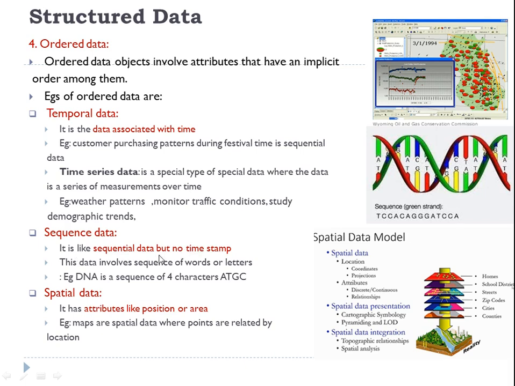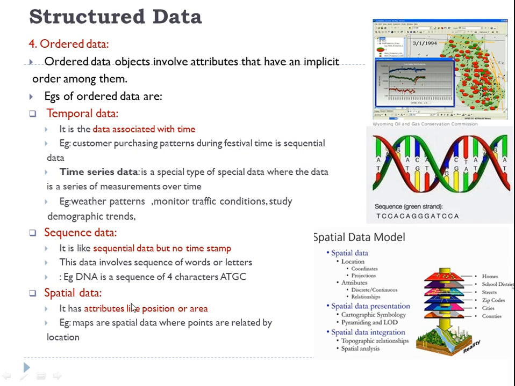So here you will have sequential data, again some kind of order, but there is no timestamp. There is no relationship with respect to time here, but there is a sequence. A very good example of this is DNA sequencing, where you have four characters: A, T, G, C. So DNA sequencing, where you have some kind of sequence, is an example of sequence data.